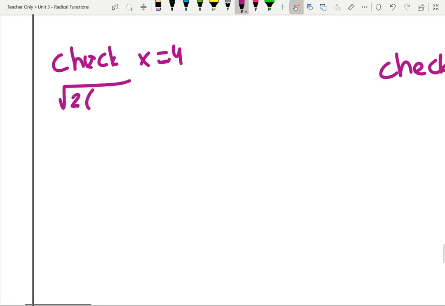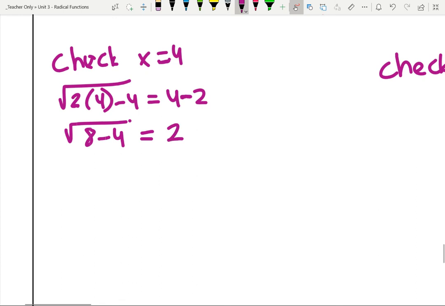So I'm going to replace x with 4, so that's the square root of 2 times 4 minus 4. And I'm wondering, is that equal to 4 minus 2? So I'm going to keep simplifying here. That left-hand side will be the square root of 8 minus 4. The right-hand side will be 2. The left-hand side, 8 minus 4, makes 4 in the radicand. And the square root of 4 is, in fact, 2. So we have a solution. x equals 4 totally works.